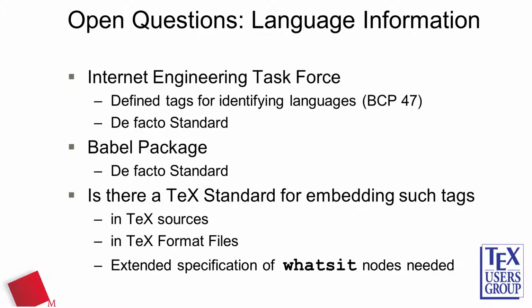The Internet Engineering Task Force has set a de facto standard by publishing BCP 47, a list of tags for identifying languages. When it comes to TeX, the Babel package is the de facto standard. However, it seems that there is no standard for embedding language tags in TeX sources and TeX format files. Maybe just a standardized extension of the whatsit language node that now represents language information in TeX could do the job.